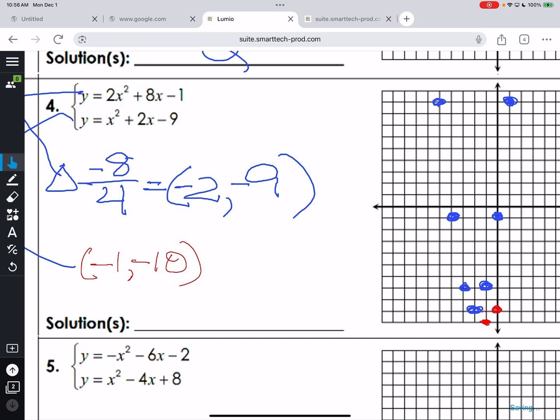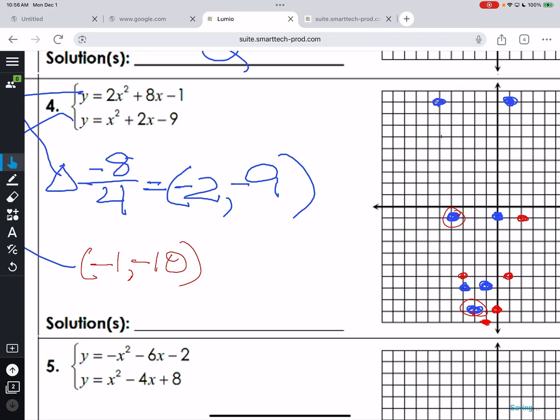So we know it crosses here. And this one's just 1, 3, 5. So what are your solutions? Well, you have 3: -2, -9.